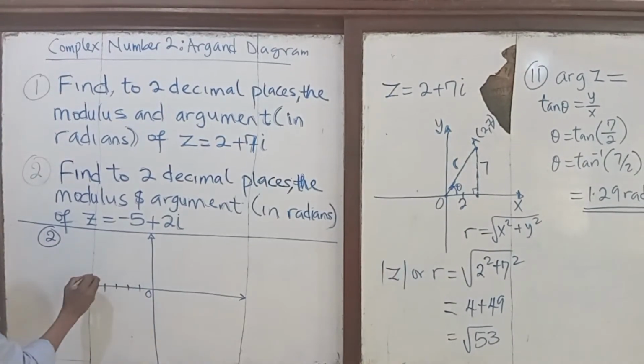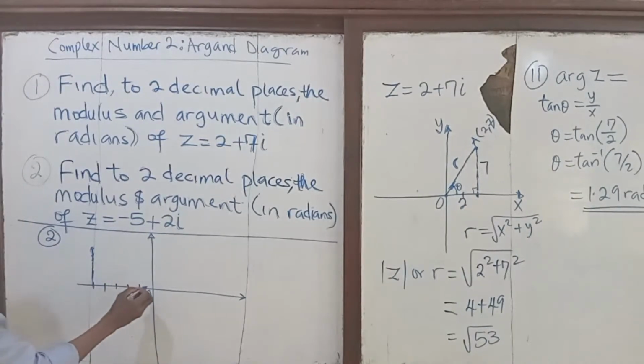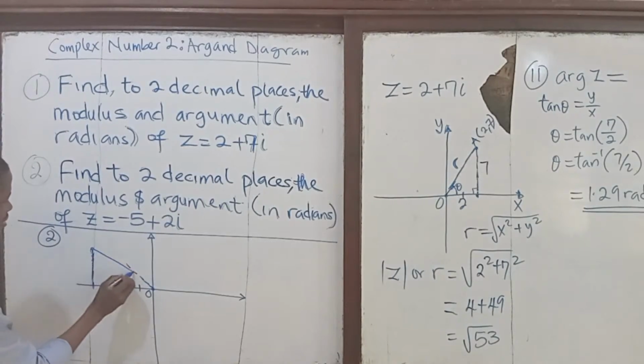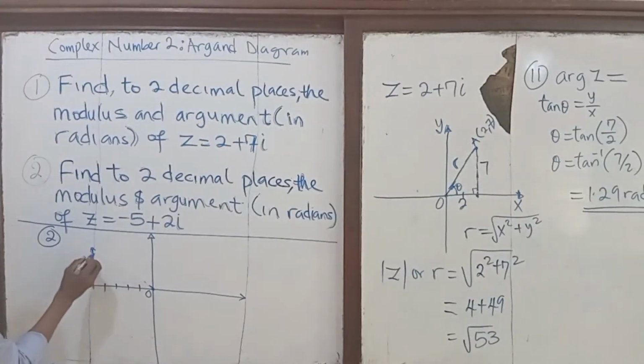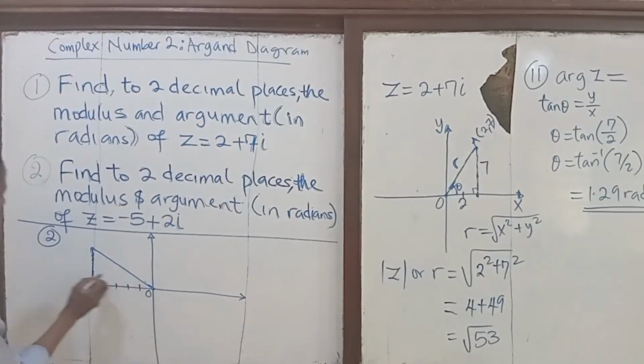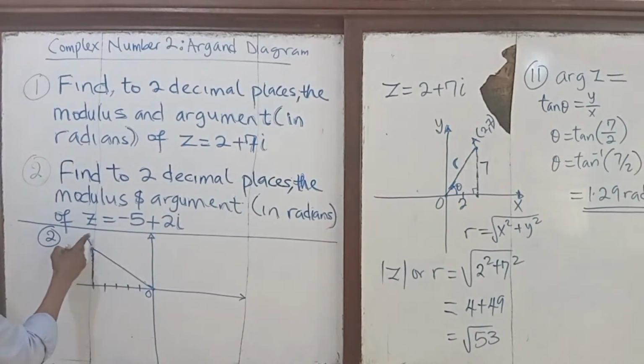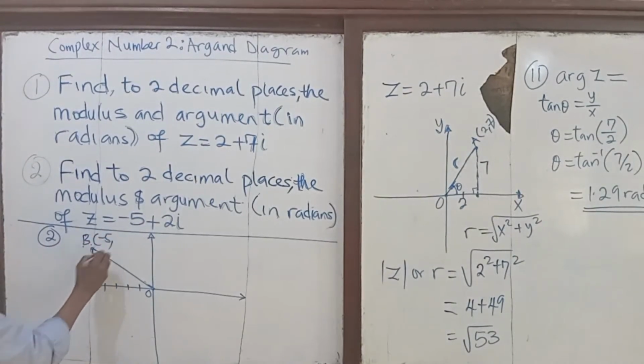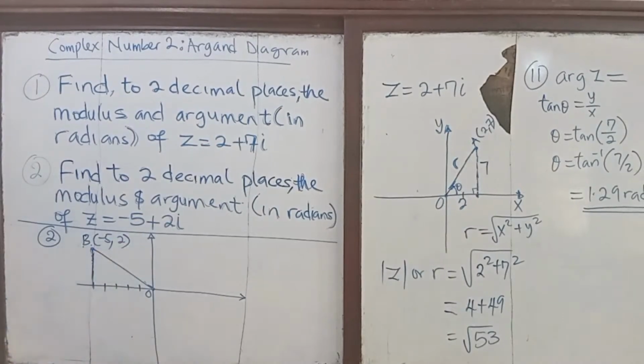I can stop anywhere, so it's just a sketch. This is my 2 on the vertical. Then you connect that from the origin. You connect the points from the origin. We can call this point B, which is what? -5 for x and 2 for y.